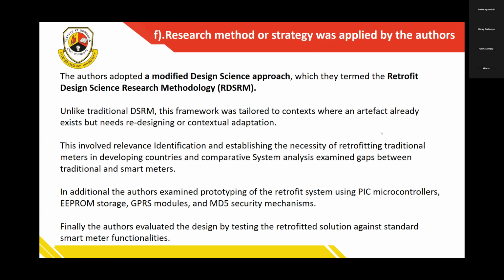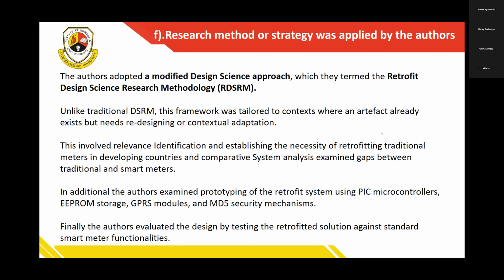Unlike the traditional design science research methodology, this framework, according to the authors, was fairly constant, where artifacts were set but needed redesigning. I think now you can get the idea that everything here is about how we can give more capabilities to these traditional meters so that they have smart features. The next one is that this involved the relevance identification and establishing the necessity of retrofitting traditional meters in developing countries, and carrying out comparative system design.